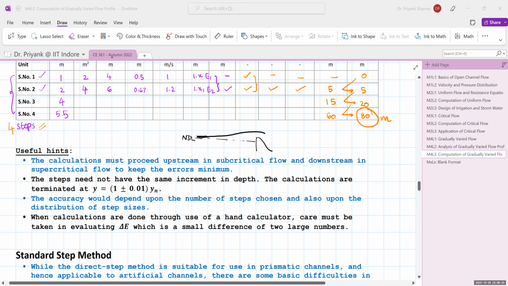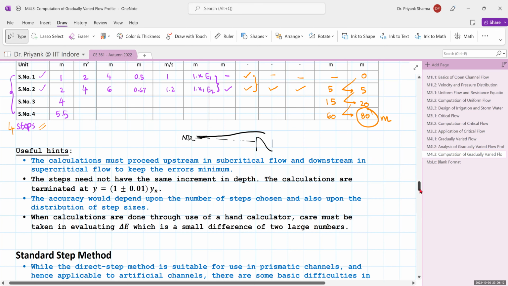As I told, the accuracy would depend on the number of steps, and also you should be very careful while you calculate delta E. Now delta E will be a very small value. It may be in some decimals like 0.1953 and so on. If you round up 0.1953 to 0.2, then you could incur errors. So there you have to go for at least 4 or 5 decimal digits because the values are very small. Same in the case of S naught minus SF bar also, you have to do very precise calculations. So this is about the direct step method.